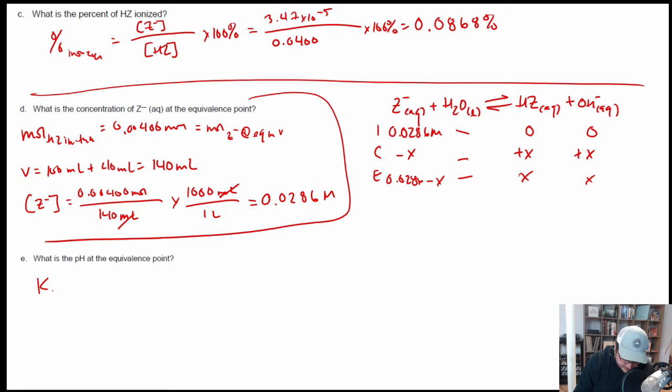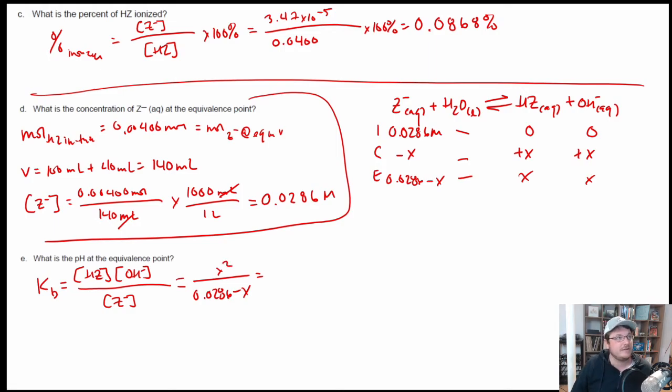And so now we can set up the equilibrium expression. I'm going to do that down here. So Kb is equal to the concentration of HZ times the concentration of OH minus divided by the concentration of Z minus. So we plug in our values: x times x over 0.0286 minus x. And let me just change that x times x to x squared to keep it beautiful. So we have x squared right here, and that's going to be equal to Kb.